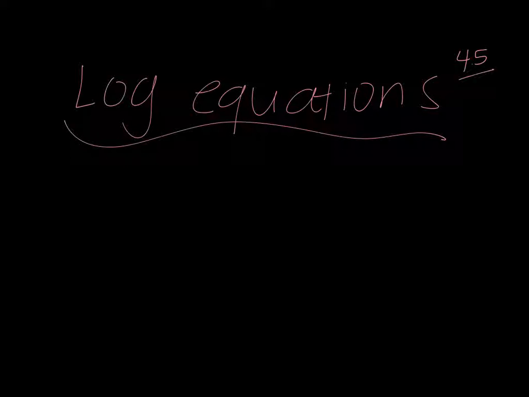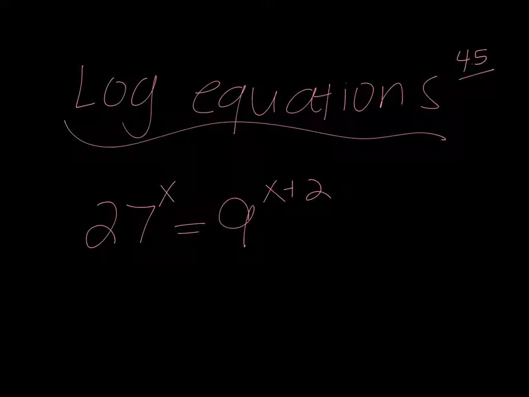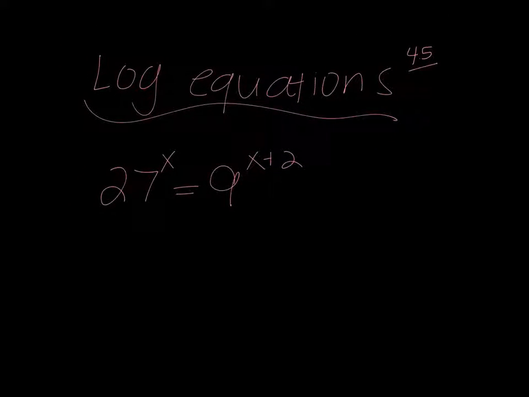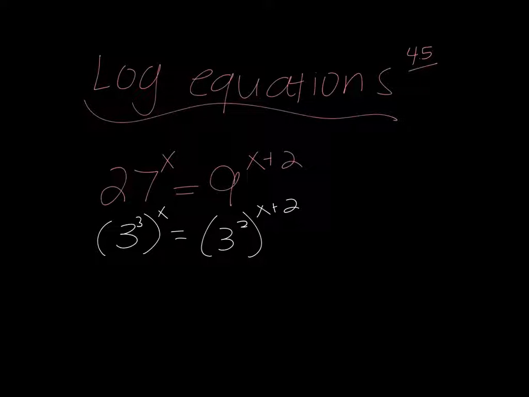So if I had something like 27^x equals 9^(x+2), something like that, where the bases could be changed to be the same number. I can rewrite both 27 and 9 as a base of what? 3. So 27 would be 3^3 raised to the x, and then 9 would be 3^2 raised to the x plus 2. And then we'd multiply the exponents. So this would be 3^(3x) equals 3^(2x+4).